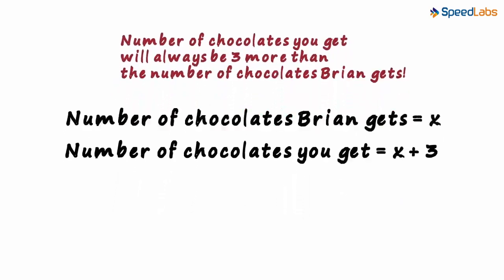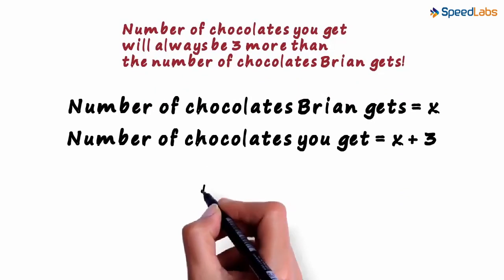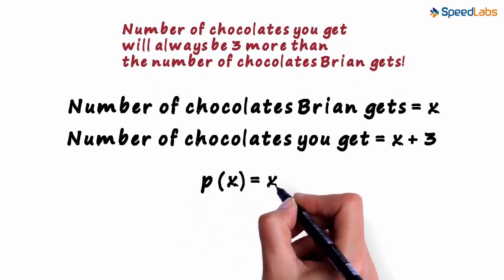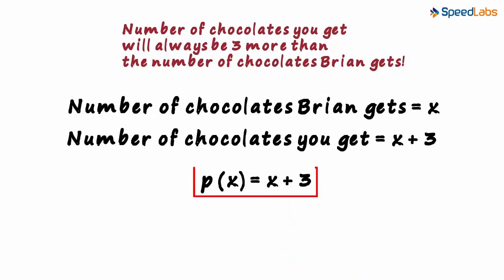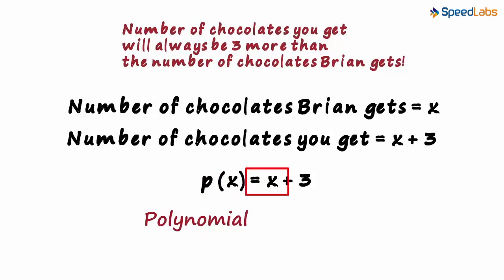Let us write it down in a fancy way. P of x equals x plus 3. What does this mean and why did we write it this way? X plus 3 is a polynomial in x, hence the letter p. It's a polynomial since there is more than one term in this expression.